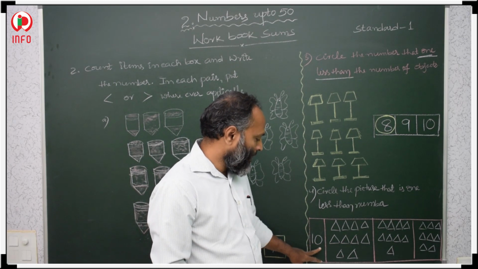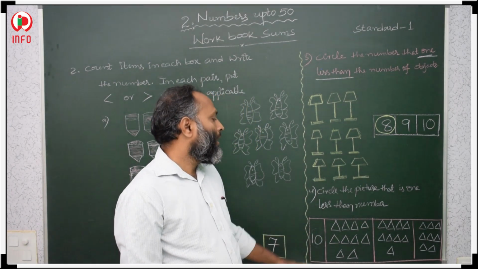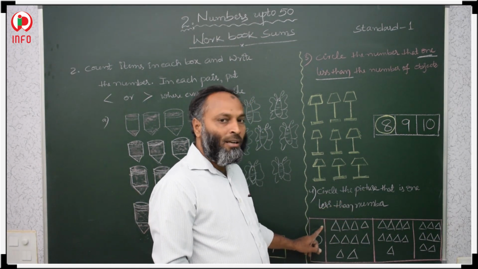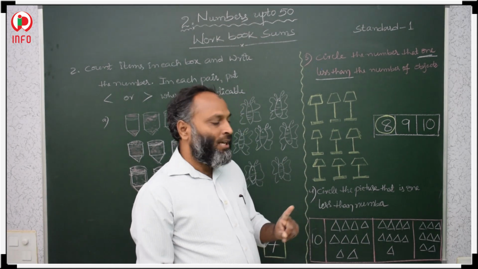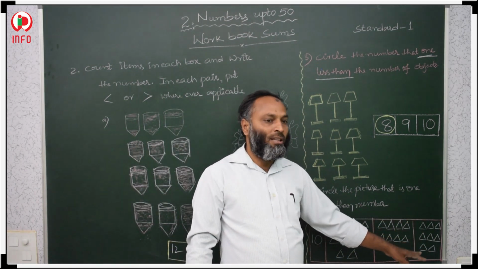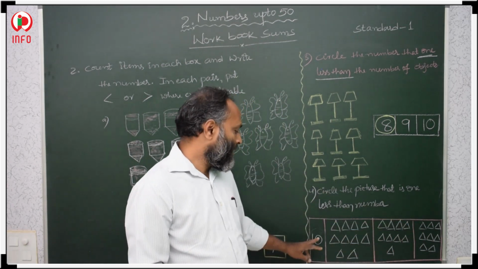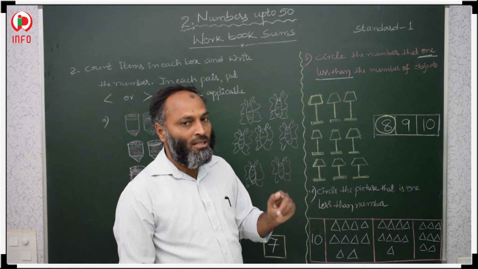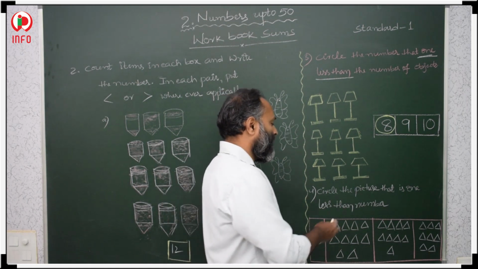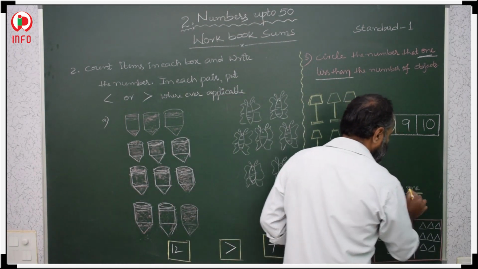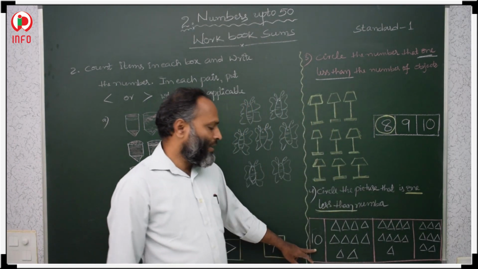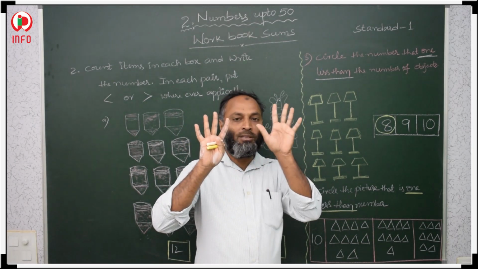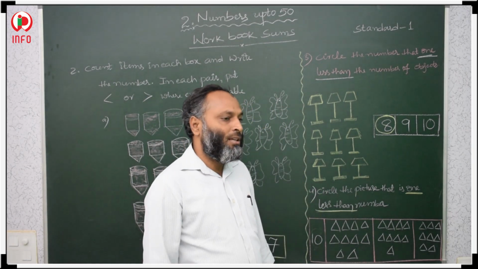What number is here? 10. 10 is the number. Here the number is given, so we have to take one less than the number. One less than the number means 9. 10 less 1 is 9. So now wherever there are 9 triangles, that we have to circle. Not 10 triangles. Wherever you have 9 triangles, you circle those triangles. Why? Because we have to take one less than 10. If we make 1 less from 10, it is 9.